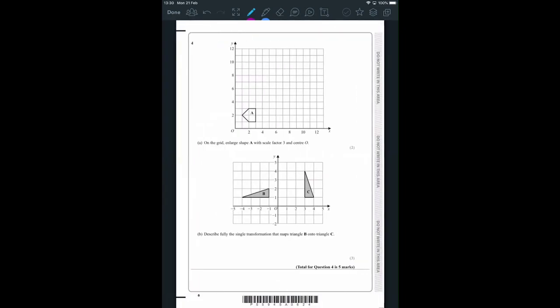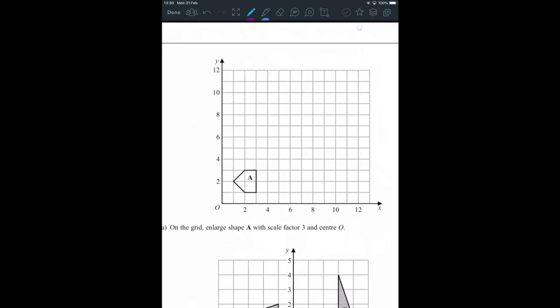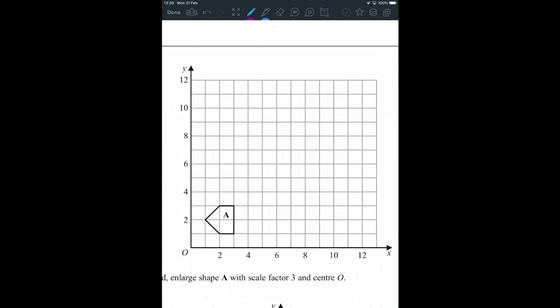Question 4, our transformations. We wish to enlarge shape A with the center of the origin. Well, that means we're counting from the origin to find our new spots. So I'm going to go to the tip there. That was 1 to the right, 2 up. Scale factor 3 is going to be 3 to the right and 2, 4, 6 up. So the new tip is going to be there.